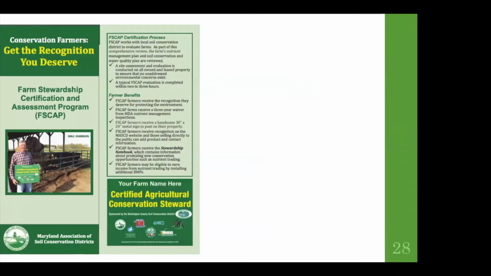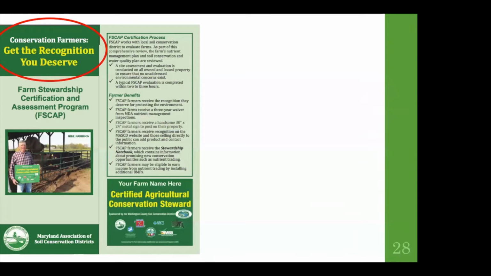But this made me start thinking about many of the certification programs that we have. This one is from Maryland. It's the Farm Stewardship Certification and Assessment Program. Get the recognition you deserve. To me, this is where I blur commitment into identity, because I think they're very connected.